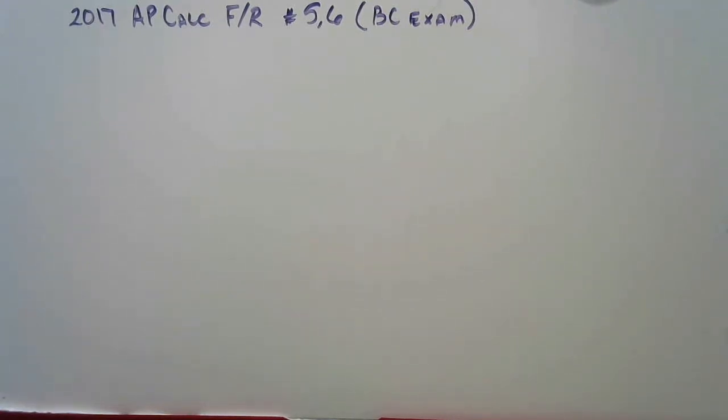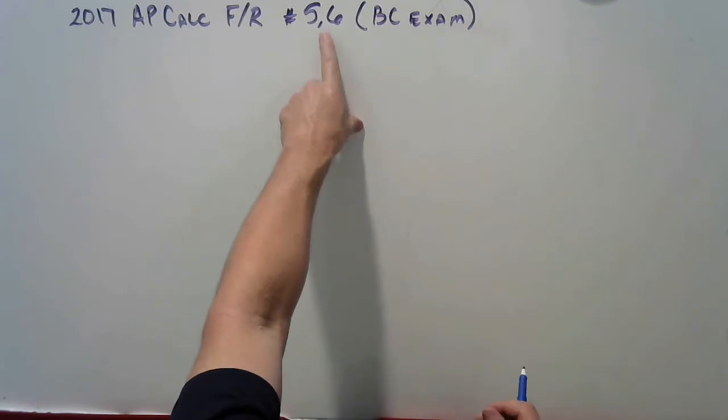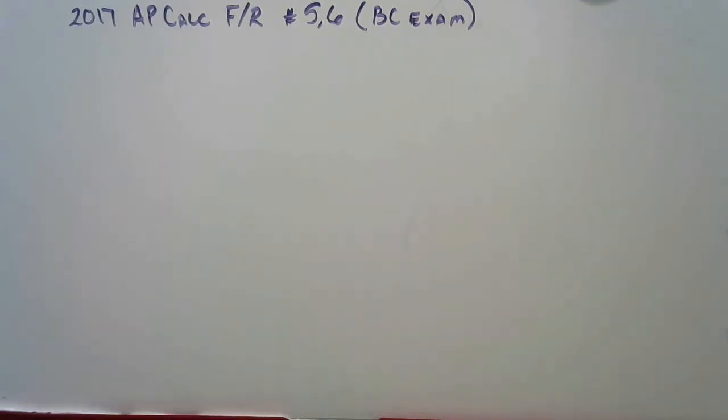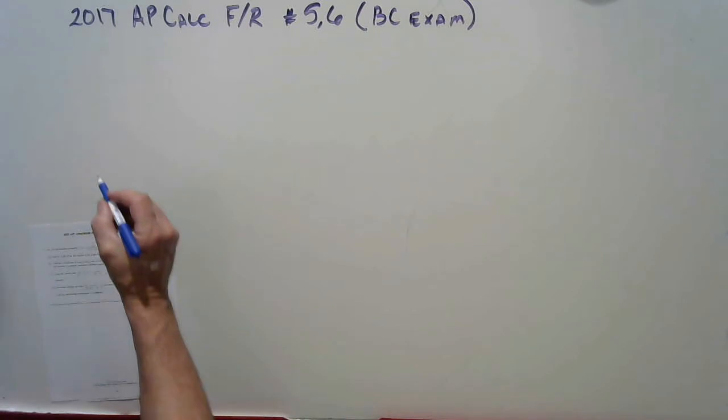This video will cover the 2017 AP Calc free response number 5 and 6 from the BC exam. If you're looking for question number 4, it is in my 2017 AP Calc free response AB exam video, since question 4 was on both tests. All right, so let's get started with question 5.